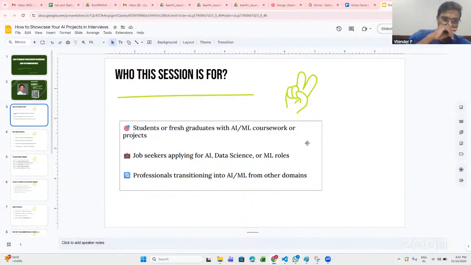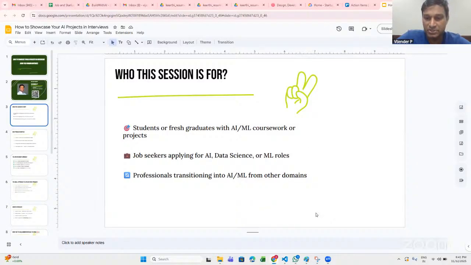More often than not, the rules apply for everyone. The rules are the same. It's not that you will have different rules for fresh graduates versus those who are already working professionals. The rules apply the same. It might just vary in the intensity of how you apply some of these concepts, depending upon what stage of your career you are in. We'll talk about this in more detail as we proceed.